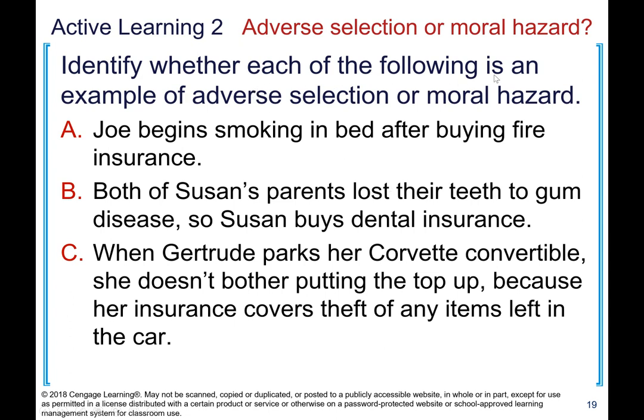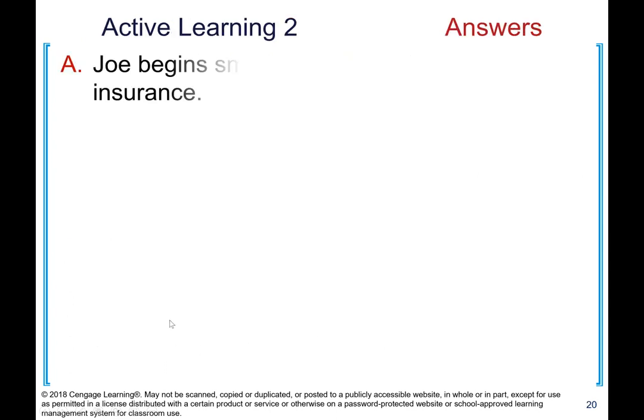Active learning 2. Adverse selection or moral hazard. Identify whether each of the following is an example of adverse selection or moral hazard. Number A, Joe begins smoking in bed after buying fire insurance. Number B, both of Susan's parents lost their teeth to gum disease, so Susan buys dental insurance. Number C, when Gertrude parks her Corvette convertible, she doesn't bother putting the top up because her insurance covers theft of any items left in the car.